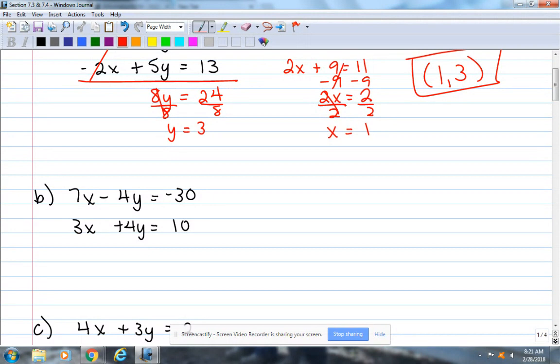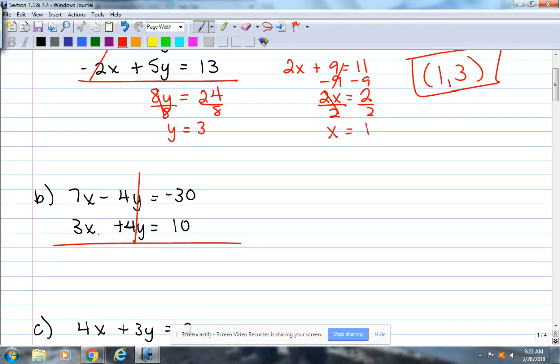So we're looking for a variable that will cancel out. Do we have a variable that will already cancel out? Yes, I have a negative 4y and a positive 4y. So when I combine those, they will make 0y. So they will cancel out. Okay? So then we have to add our x's and we have to add our constants.